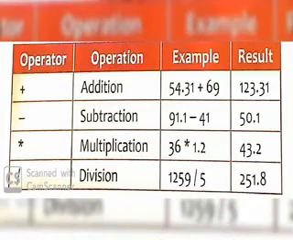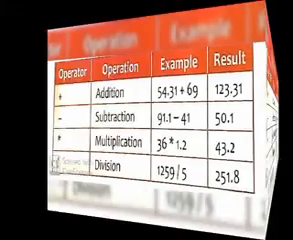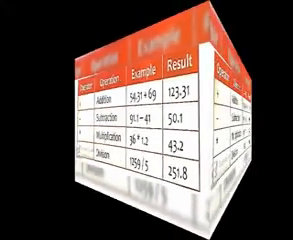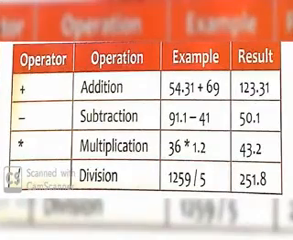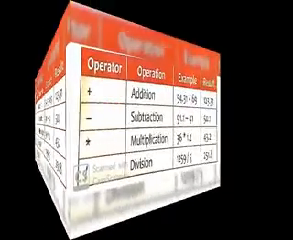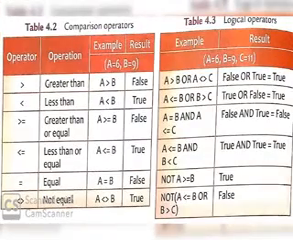Just a minute. Here the operators are explained with examples. Addition: 54.31 plus 69 is equal to 123.31. Nothing new in it. Similarly, the subtraction: 91.1 minus 41 is equal to 50.1. Multiplication also: 36.12 is equal to 43.2 as usual. Similarly, the exponent operator can also be used, like 2 to the power 3 is equal to 8, because you might be knowing 2 into 2 into 2 gives us 8.